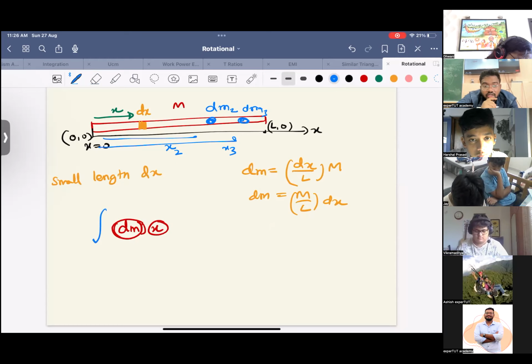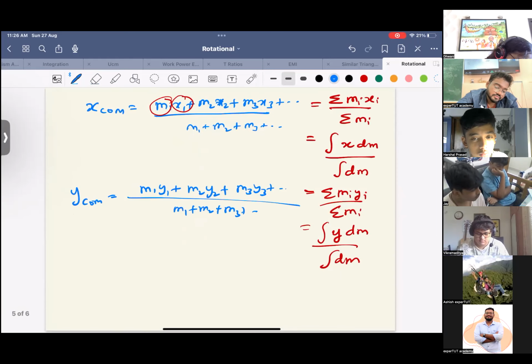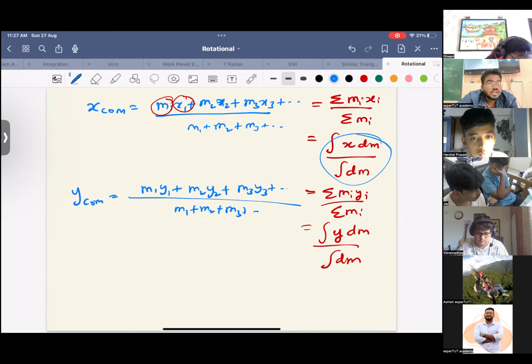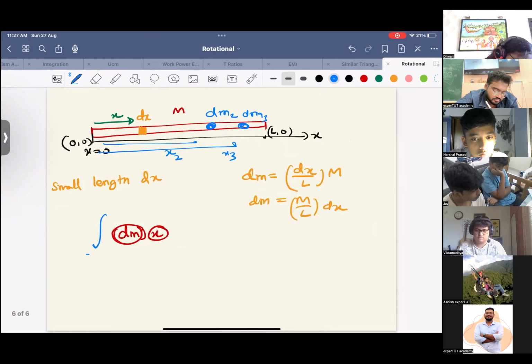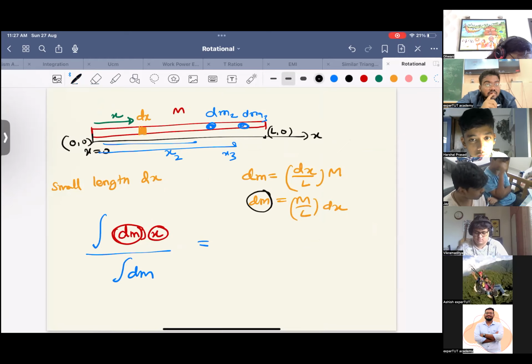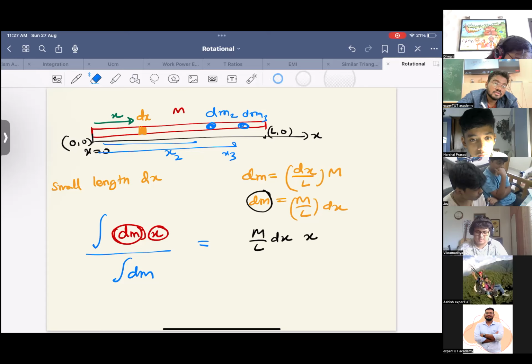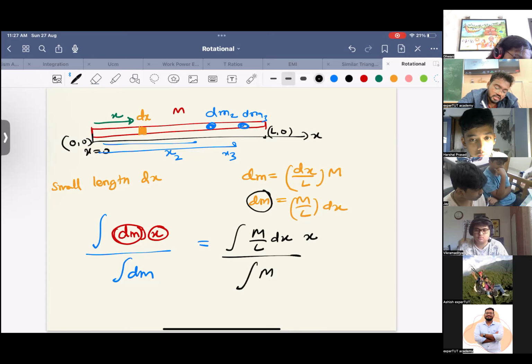Okay, integral dm into x by the formula, what was it here? Integral dm. Now what is the expression for dm? It is m by l dx. Integration divided by integration, dm is just m by l dx, yes or no?